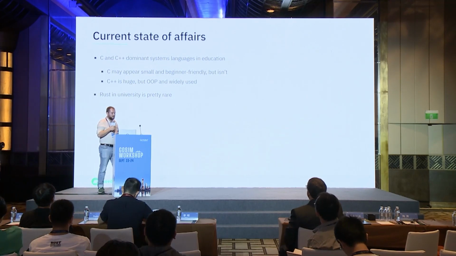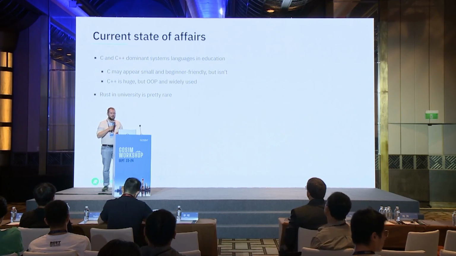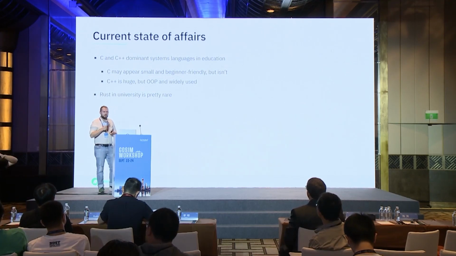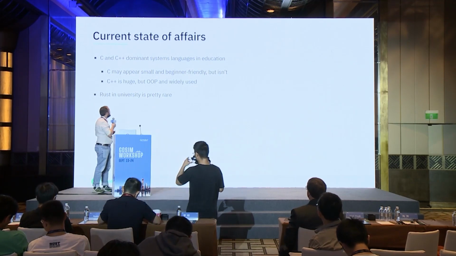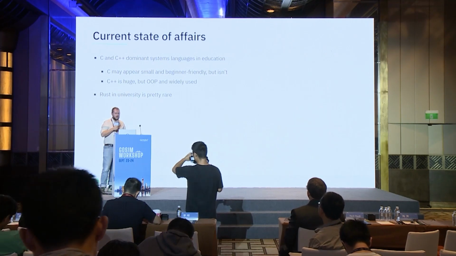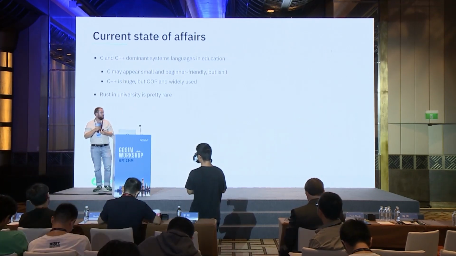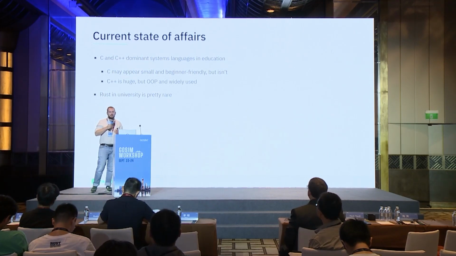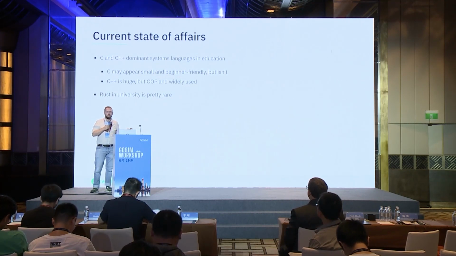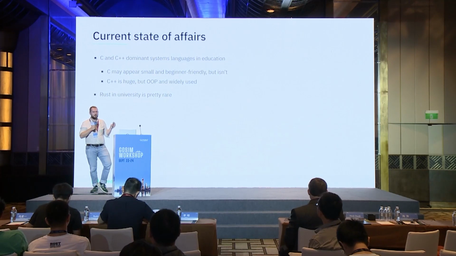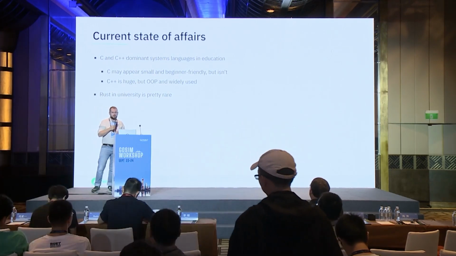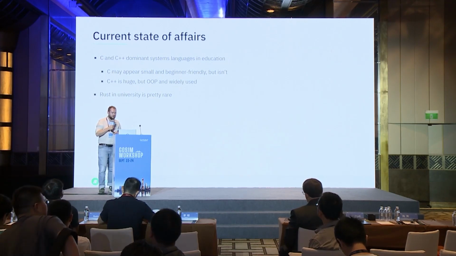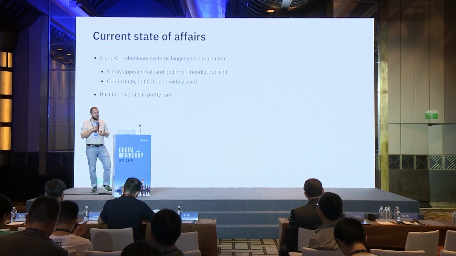So what does the education currently look like? Well, I think everybody knows that C and C++ are the dominant languages, the systems languages in education. So if you want to do pointer stuff, well, you're going to do C or C++. And C may appear small and beginner-friendly, but there's loads of caveats and traps, so it really isn't. So this is one of the languages that may seem easy to get started with, but is really, really hard to get really good at. And C++ is another example of this. It is a huge language, but still, you can teach object-oriented programming with it, and it is really widely used.